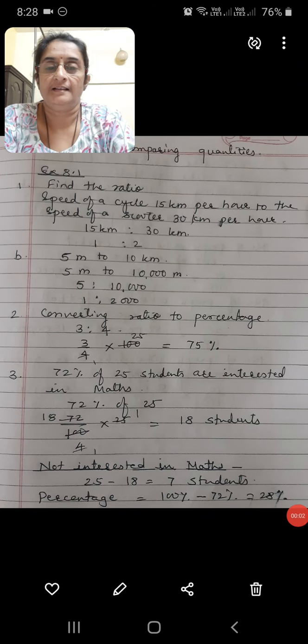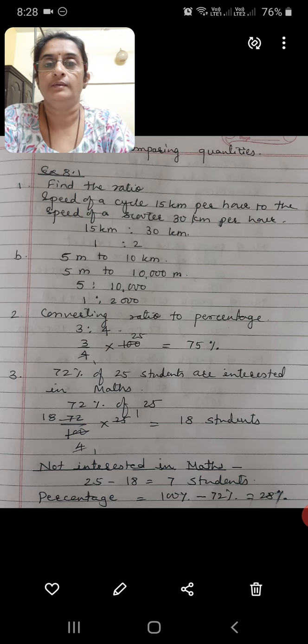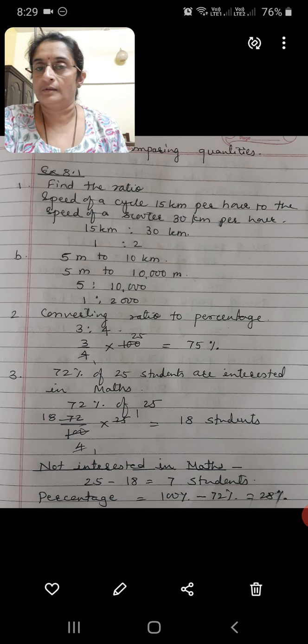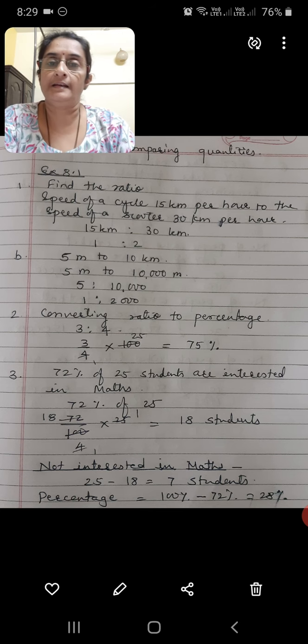Hello children, today we are going to start the new lesson from our book 2, that is comparing quantities. Here in this lesson we are going to learn how to calculate percentage and how to find out cost price, selling price. Now the third exercise of this lesson, that is calculating interest, is exempted from the syllabus. So we are going to do only the first two exercises of this lesson.